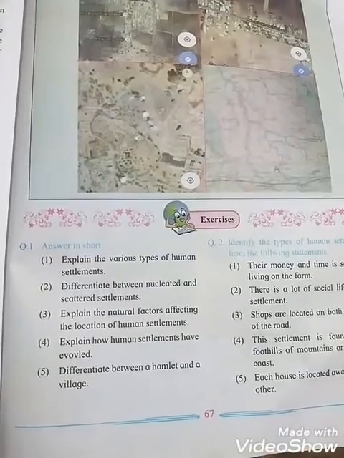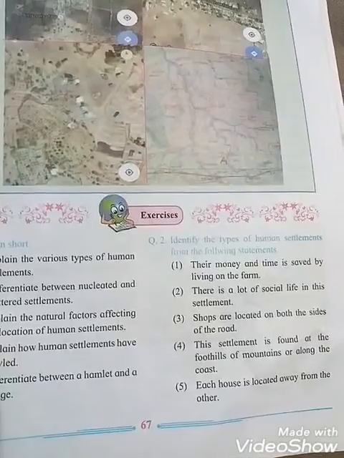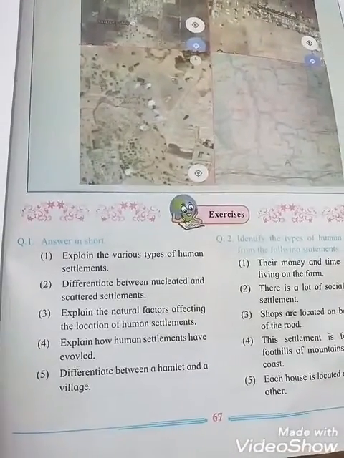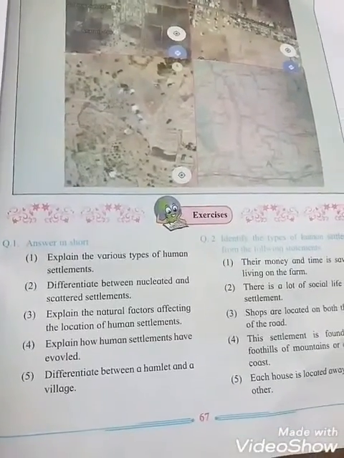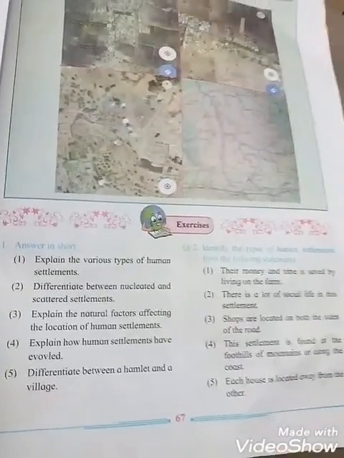Exercise question number 1, answer in short. Question number 2, identify the types of human settlements from the following statements. See students, all these are the assignments I am giving to you as your homework. You have to do this in your notebook and read this lesson twice, two times properly. I hope that you understood this lesson. Thank you.